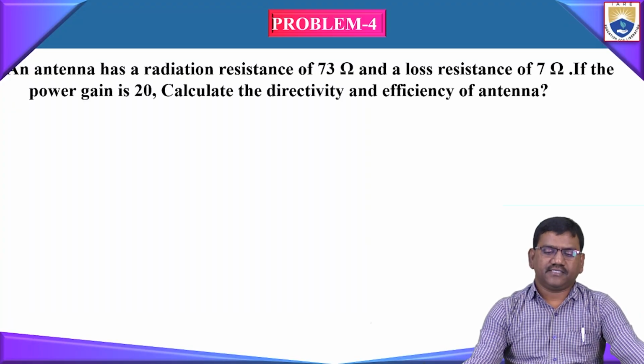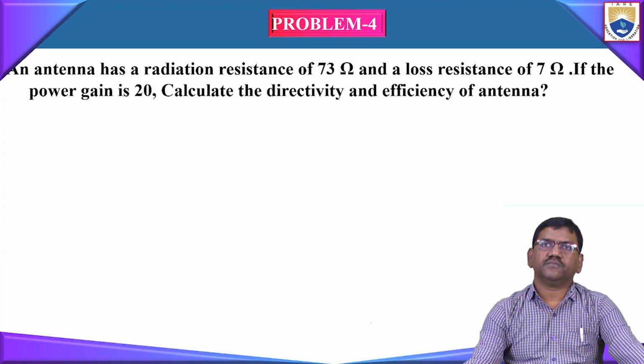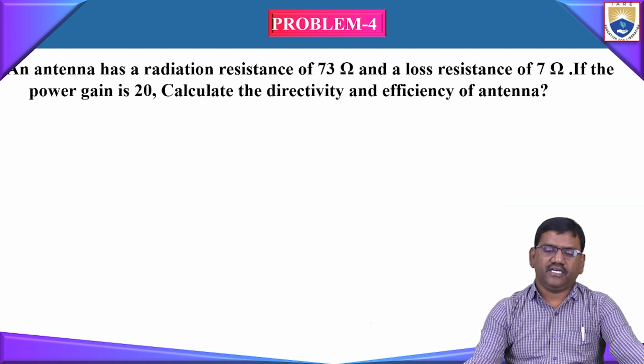An antenna has a radiation resistance of 73 ohms and a loss resistance of 7 ohms. If the power gain is 20, calculate the directivity and efficiency of the antenna.